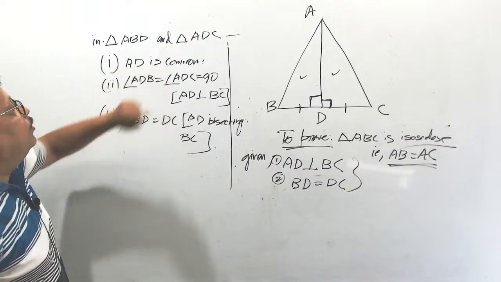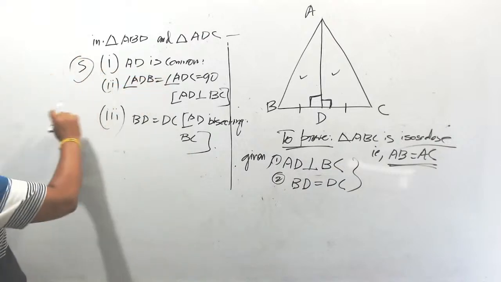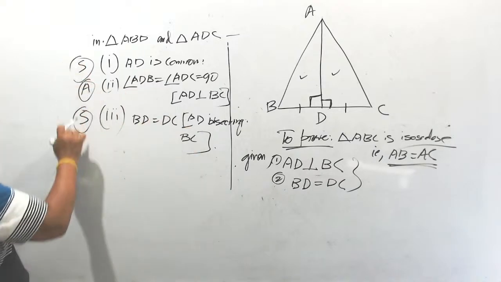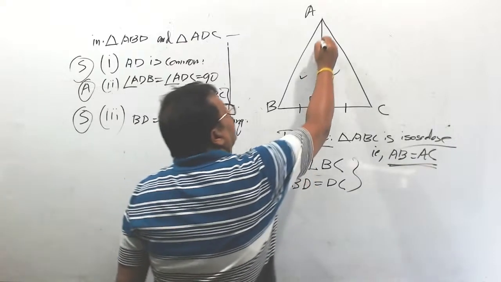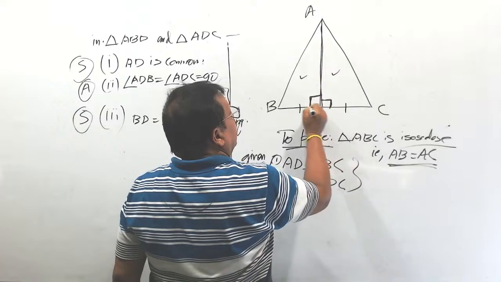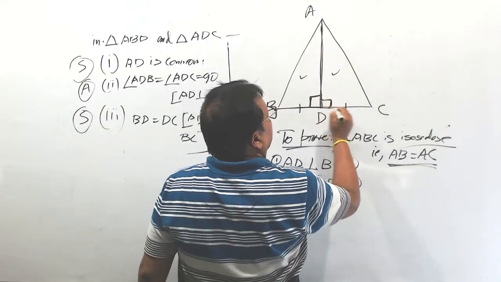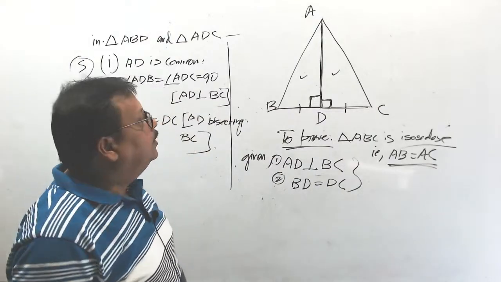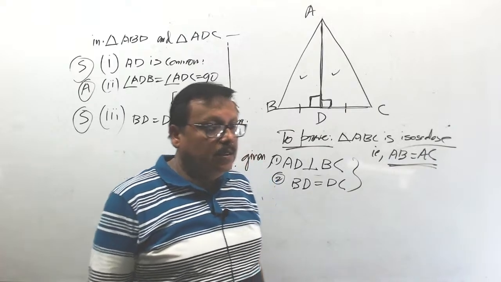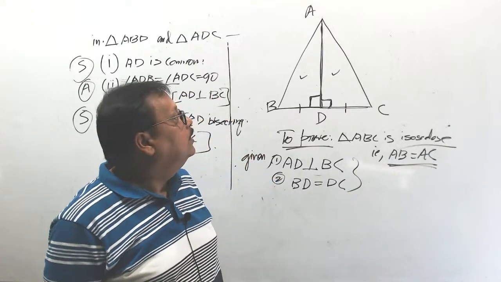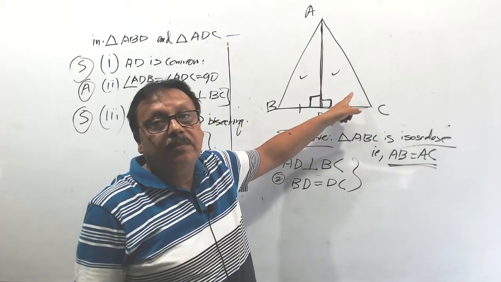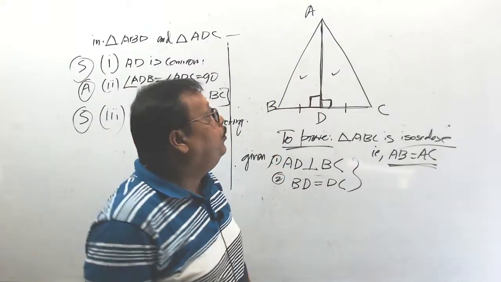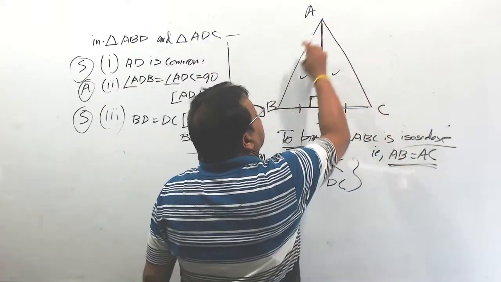Now AD is common. See, here is one side, angle is another side. So which property? SAS. Understood? Therefore, RHS criterion? Srijit, how will it be RHS criterion? About the hypotenuse, nothing is given. You have to prove the hypotenuses for both triangles are equal. What to prove? AB is equal to AC.